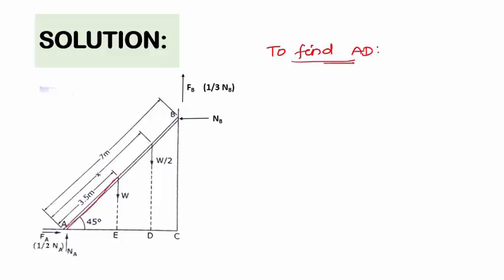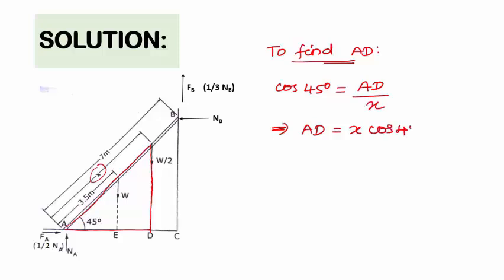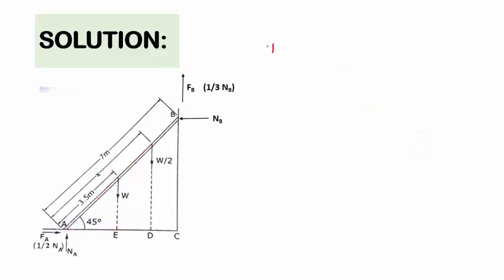Okay. Next, to calculate the perpendicular distance AD, by considering this right angle triangle, using trigonometric relationship for cosine, we can calculate the perpendicular distance AD. Here also cos 45 degree is equal to the adjacent side of the right angle triangle AD divided by the hypotenuse of this right angle triangle as this x. So AD is equal to x cos 45 degree. This is 0.7071x.